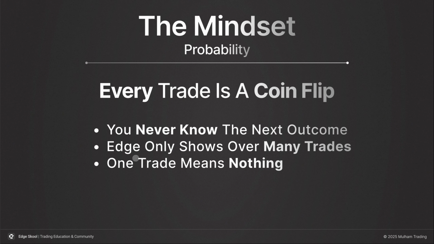Edge only shows over many trades. So you cannot just take a few trades and come to a conclusion that you have an edge, that you have a working strategy. That's not going to work. You need to take many trades in order to consider the win rate and if your strategy works and if you have an edge. One trade means nothing. So if you win one trade, it means nothing because again, it's a coin flip, 50-50. It could work and it could fail. One trade means literally nothing.